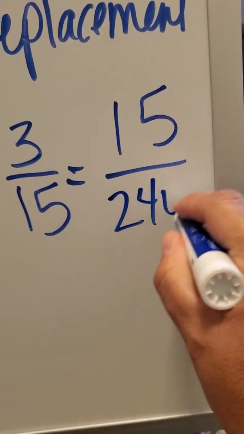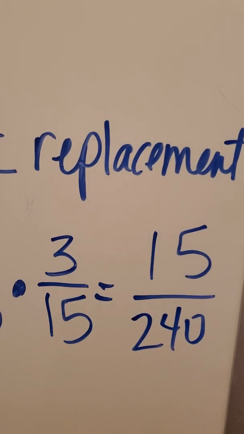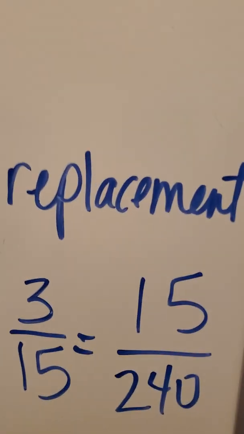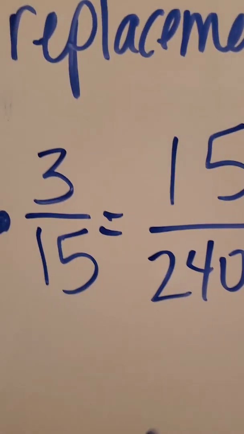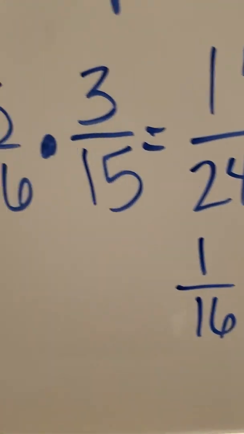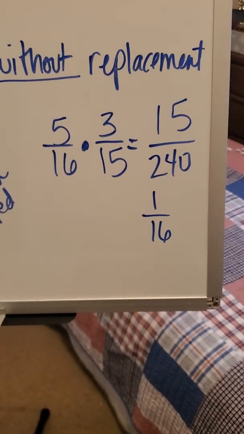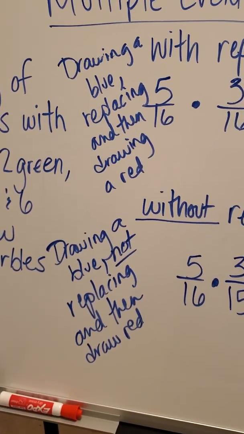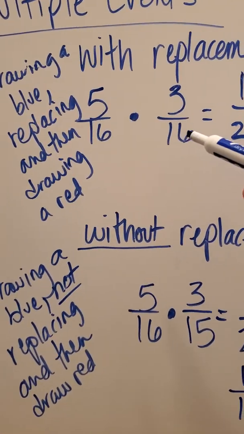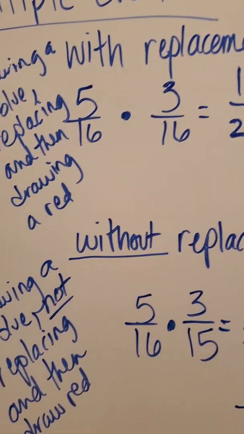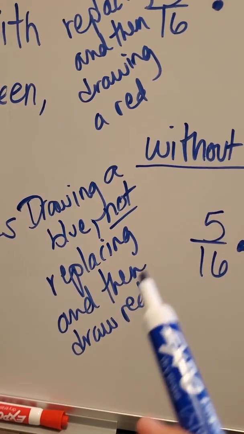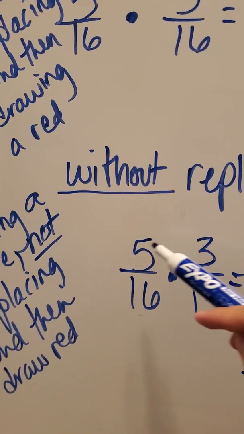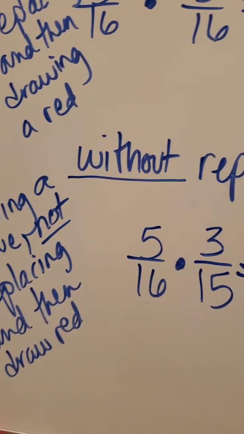And I'm pretty sure I can reduce that, right? So 15 divided by 240 is 1/16. Okay, 1/16. Right? So you see the difference. Not replacing it versus replacing it, okay? The only big difference is the amount of marbles in the bag in this case, okay? Now, if it said drawing a blue, not replacing it, and then drawing another blue, then not only would I have to change the bottom number, I'd have to change the top number as well, okay? Because it'd be one less blue. All right.